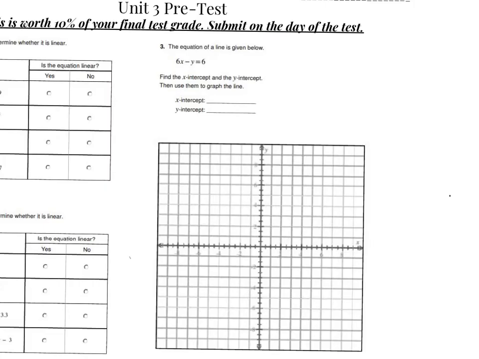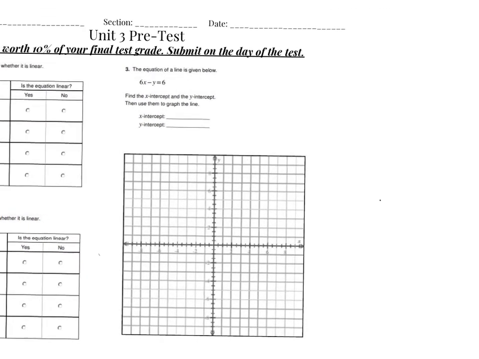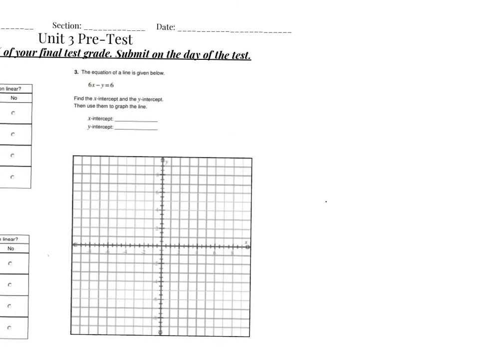So problem 3 says the equation of a line is given below. It gives us 6x minus y equals 6. It wants us to find the x-intercept and the y-intercept, then use them to graph the line. So this is where to find the x-intercept, I change my y to a 0, and to find the y-intercept, I change my x to a 0.